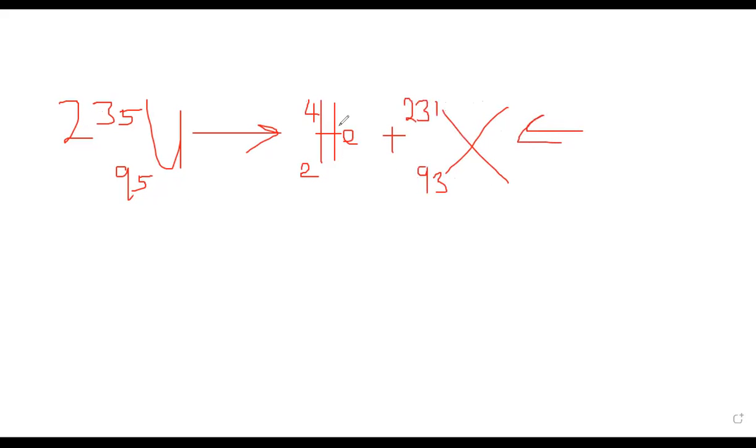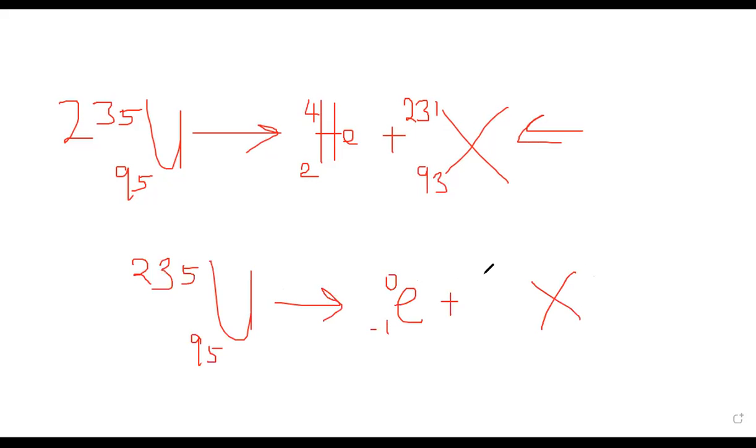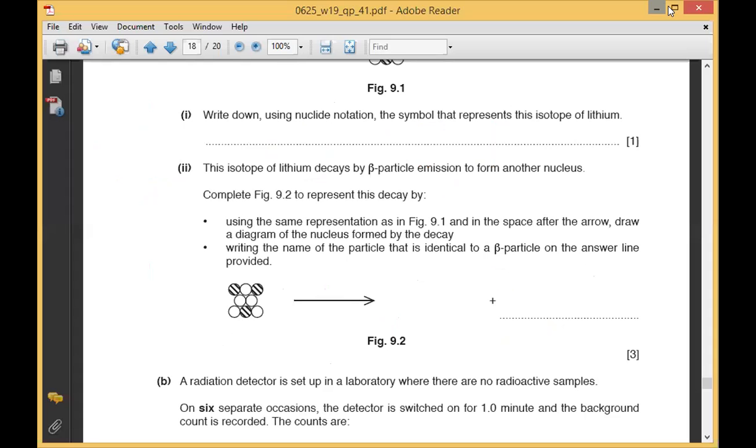Simple. So if this decayed with a beta particle, the first thing I like to do is to draw the beta particle first, 0 and minus 1. Tell me what will be the value here? 235. And 96. Do you understand that now? Yes. Okay, let's come back to this question.